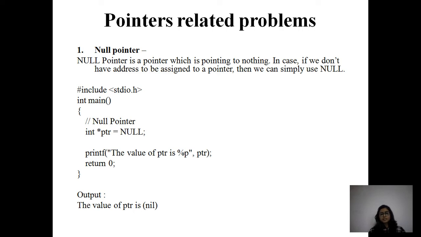In this int main, firstly we declare the null pointer. Here int is the data type, and *ptr is the pointer name, which is initialized to null. That means we don't have any value to initialize the pointer with. At that time, when we don't have any address, we can set it equal to null. Now printf the value of ptr. We can use either %x or %p. Since we are assigning null to it, the output will be nil.